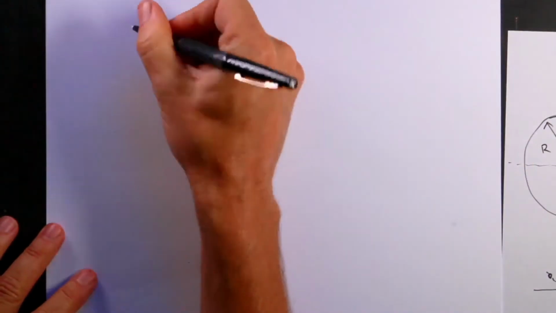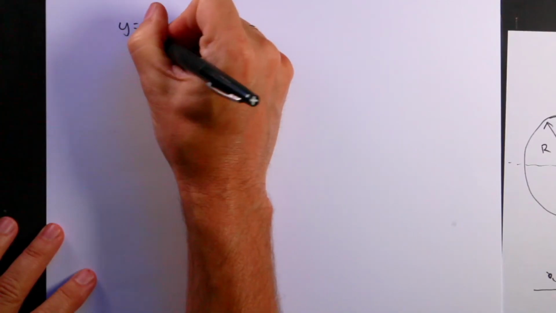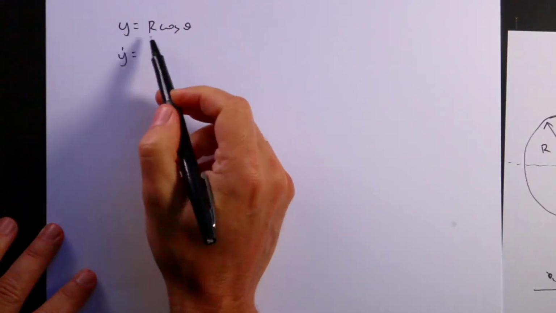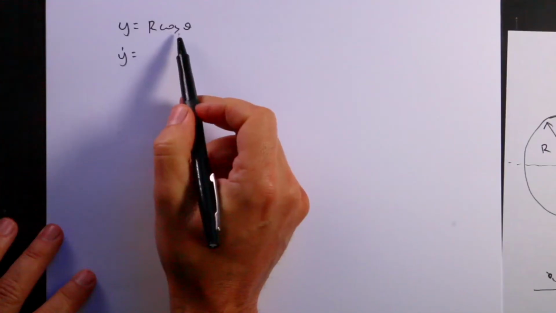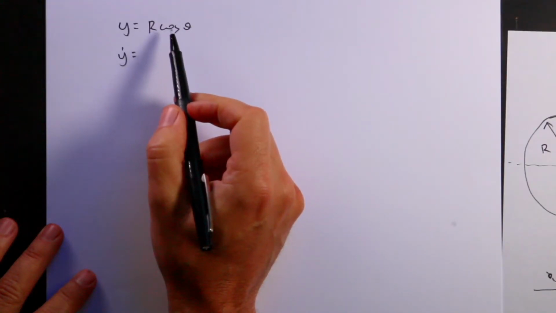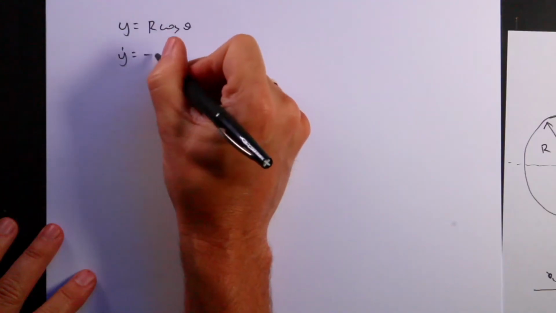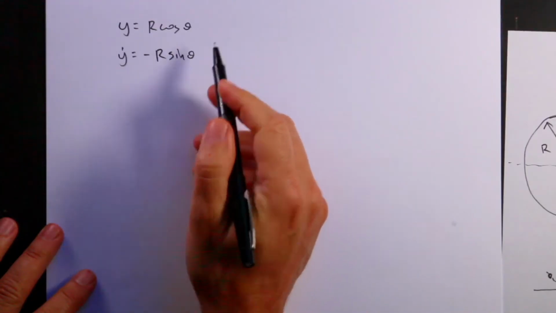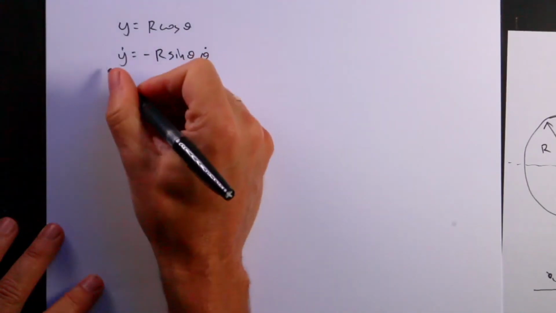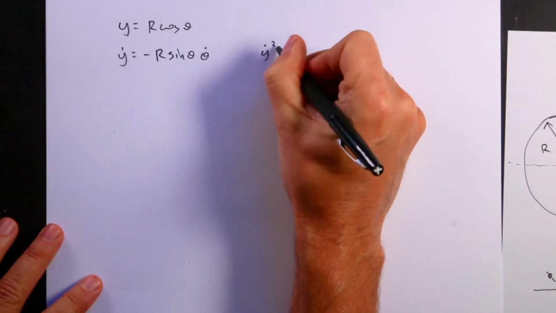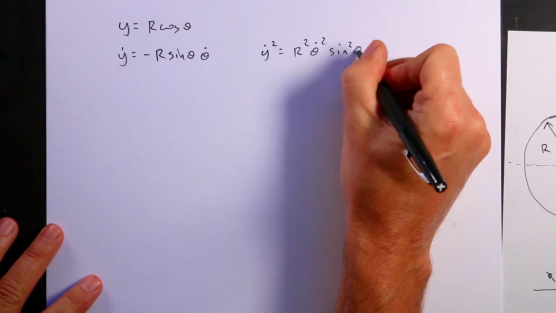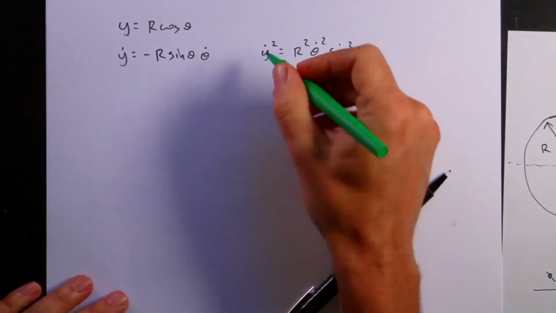And this can get messy, but we'll just plow through. So let me write it. Y equals r cosine theta. Y dot, I need to take the derivative of this with respect to time. Well, r is a constant, so I just take the derivative of cosine theta. The derivative of cosine is negative sine. So I have negative r sine theta, but then I have to take the derivative of the inside, which is theta dot. That's pretty easy. And then I can say y dot squared is going to be r squared theta dot squared sine squared theta. And let's put a box around that because that's important.